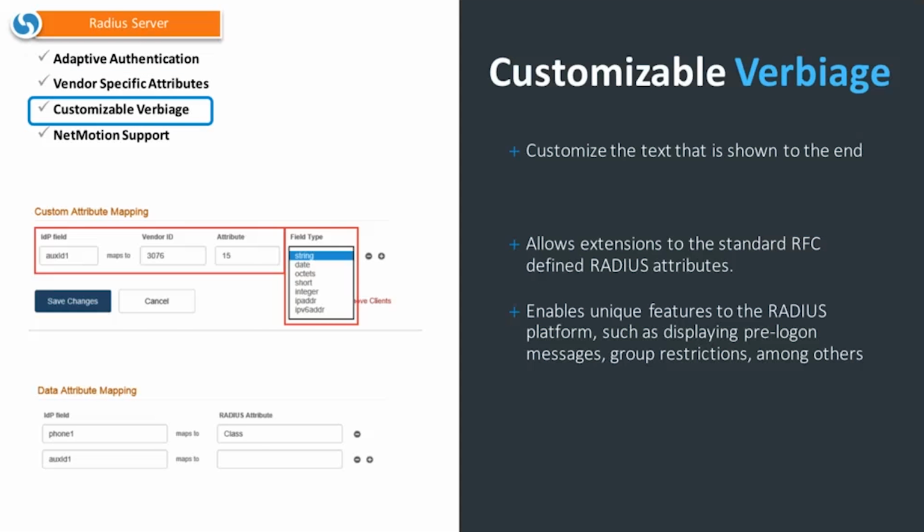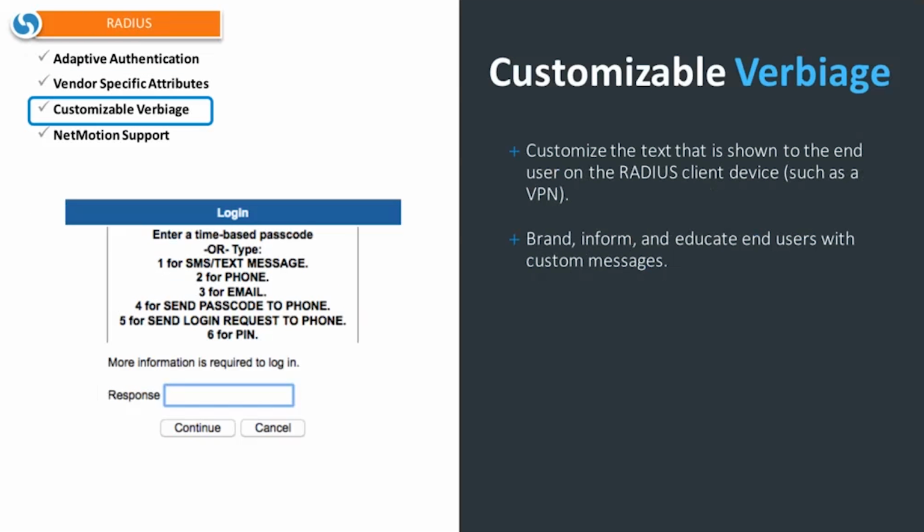In addition to those attributes and the adaptive authentication, we've also added the ability for you to edit and customize the verbiage that your end users see when authenticating to the Radius server. This allows you to brand, inform, and educate your end users with custom messages. It really helps you target and hone what you're doing from an authentication standpoint and maybe clean up some of the language that works better for your end user base.